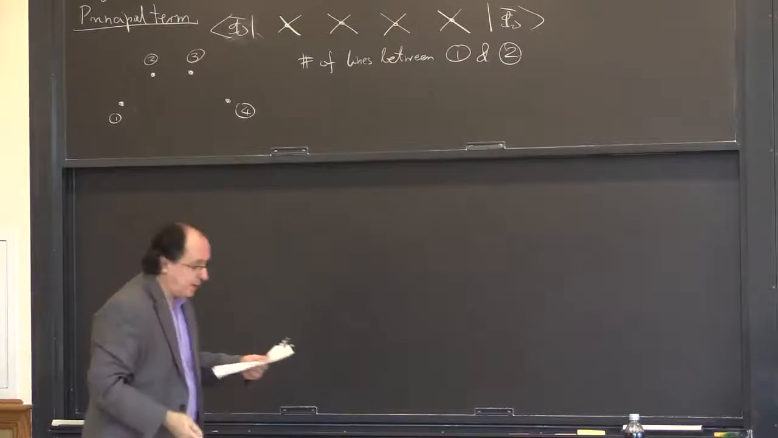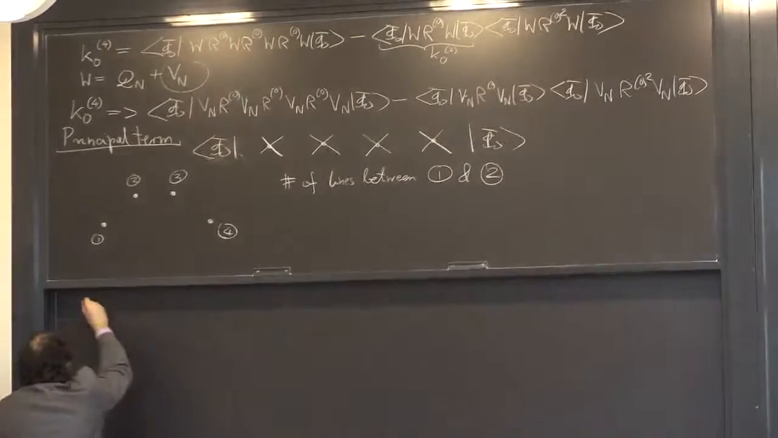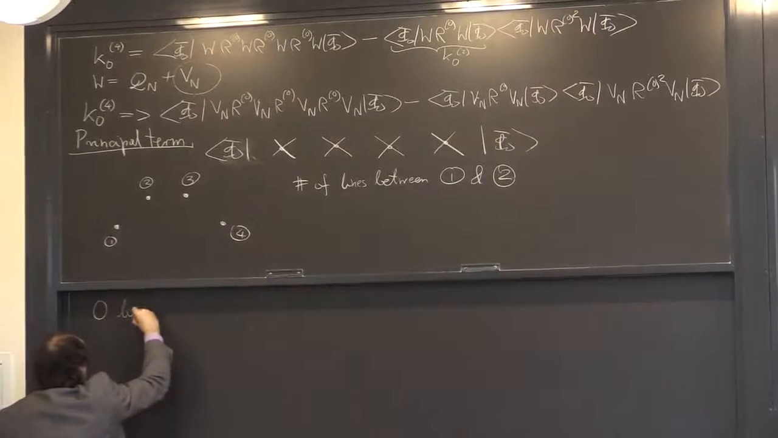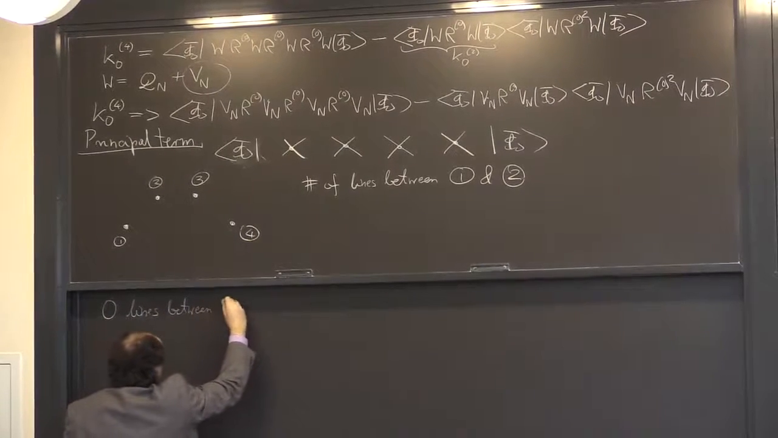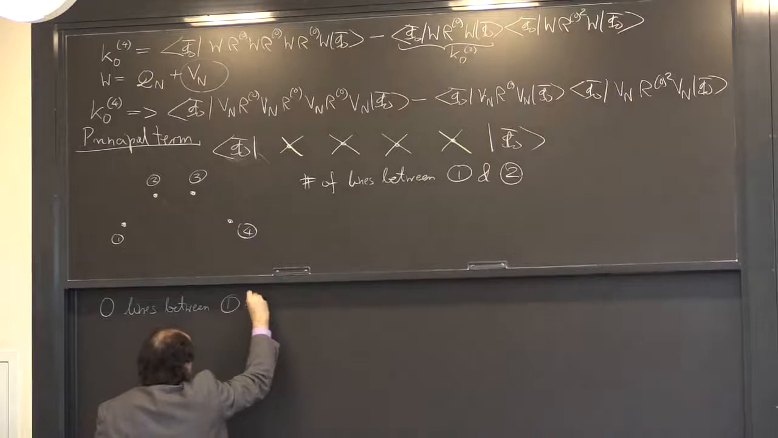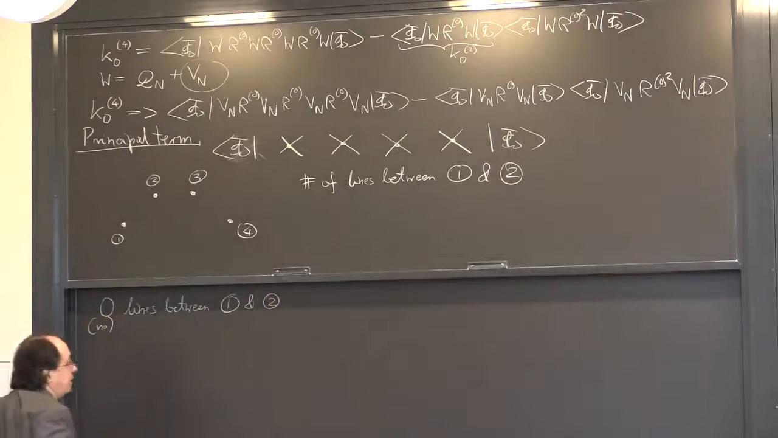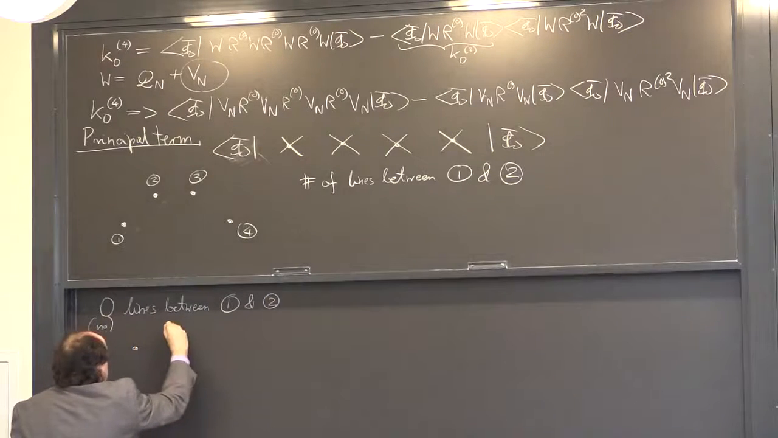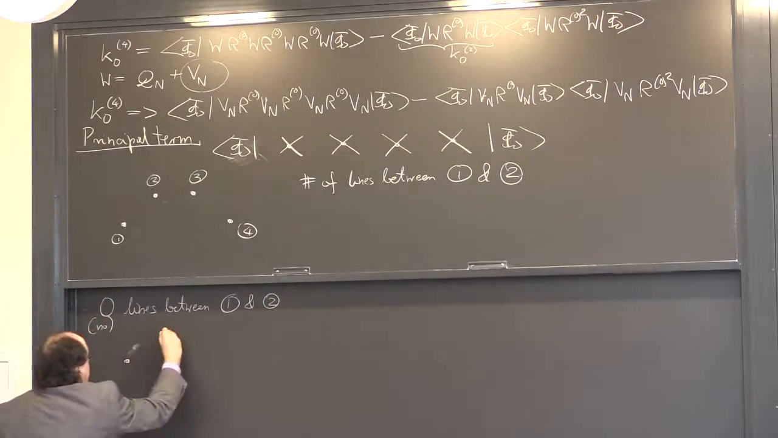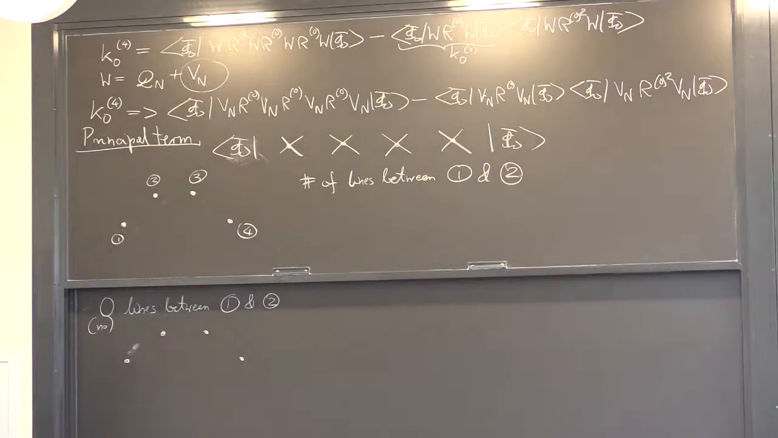This is how I'm going to set up the problem. So, let's start with the category where we have 0 lines between vertices 1 and 2. Well, 0 means no lines, simply. Let's try to make it big enough. I'm going to draw our trapezoidal shape.